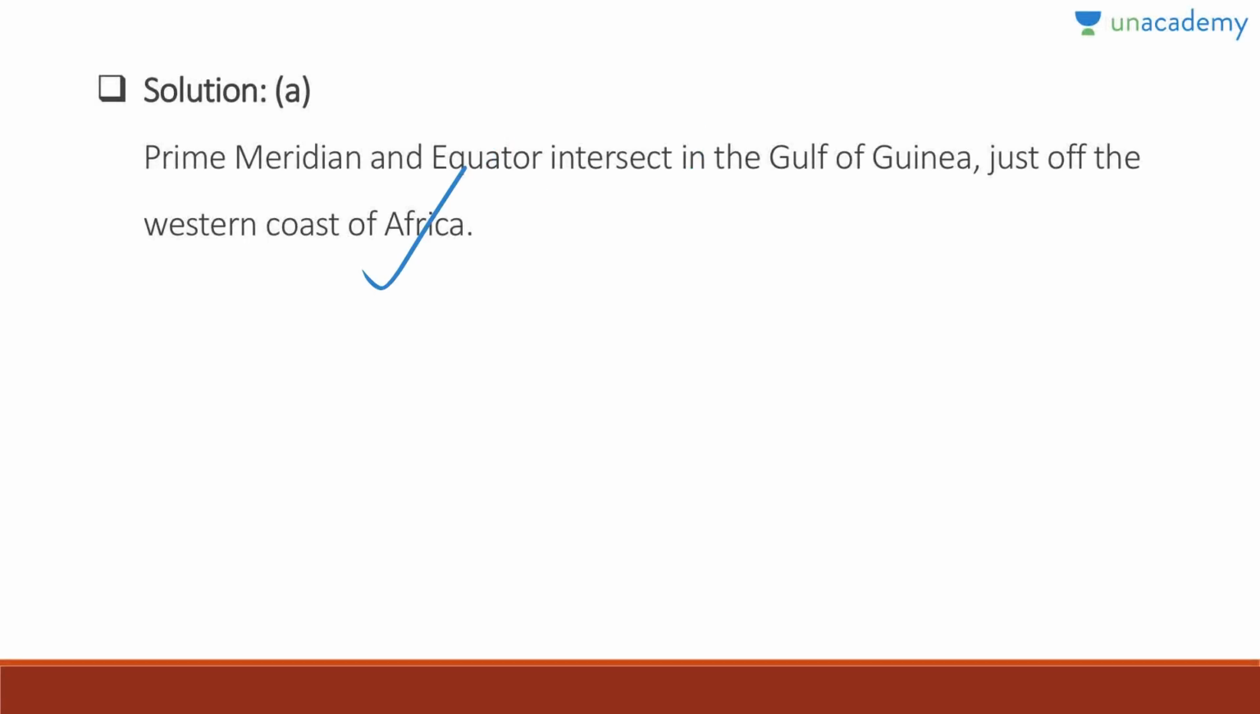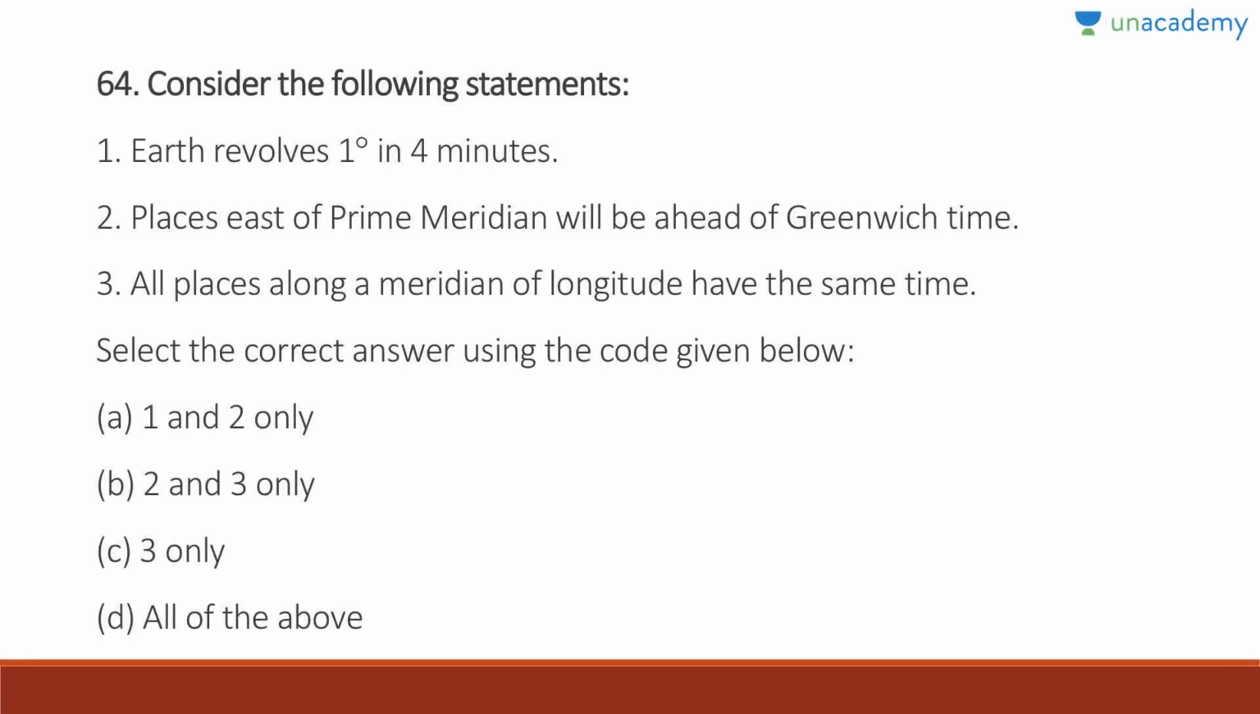Okay. Question number 64. Consider the following statements. Earth revolves 1 degree in 4 minutes. Earth rotates 1 degree in 4 minutes. This says revolves around the sun, so this is wrong. Places east of Prime Meridian will be ahead of Greenwich time. Yes, this is absolutely correct. And all places along a meridian of longitude have the same time. Yes. So the answer here is B, 2 and 3.